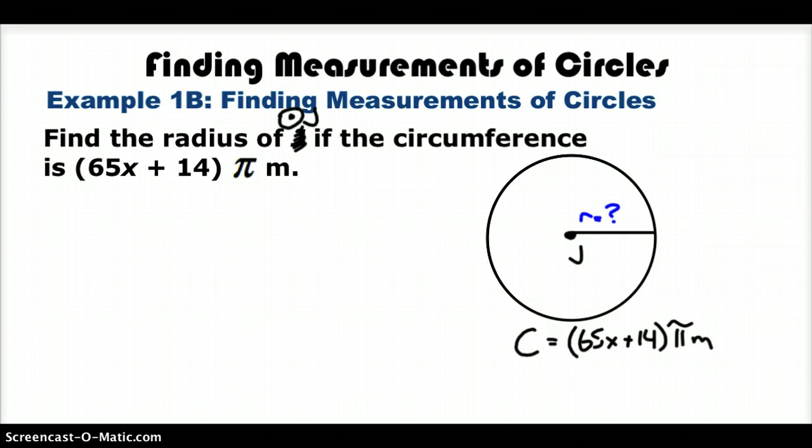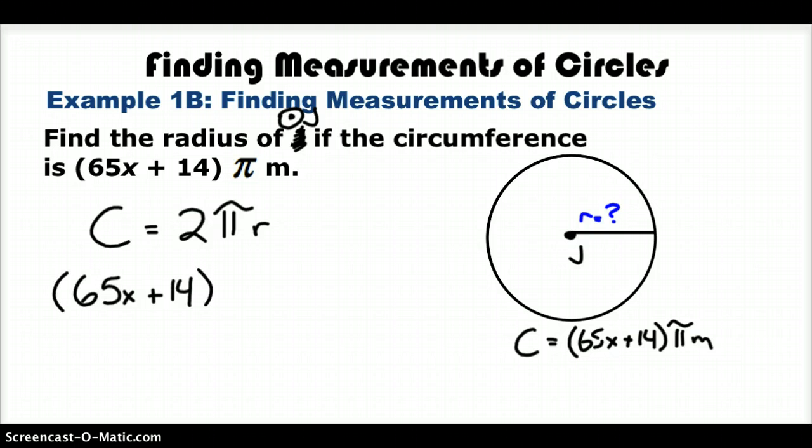So let's start by writing out our formula for circumference. Since they gave us circumference, that seems like a good thing to do. We want to know the radius, so instead of using pi times diameter, I may as well use 2 pi r. So the circumference is going to be equal to 2 times pi times our radius. Now I'm going to plug in all the information that I know. The circumference can be represented by 65x plus 14 pi, and that's going to be equal to 2 pi r.